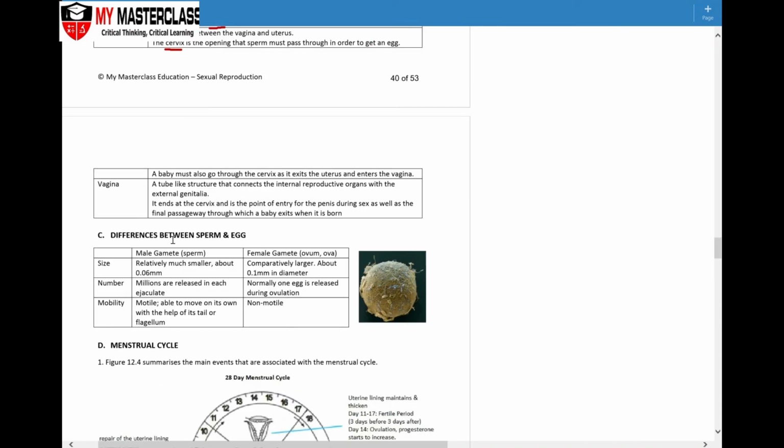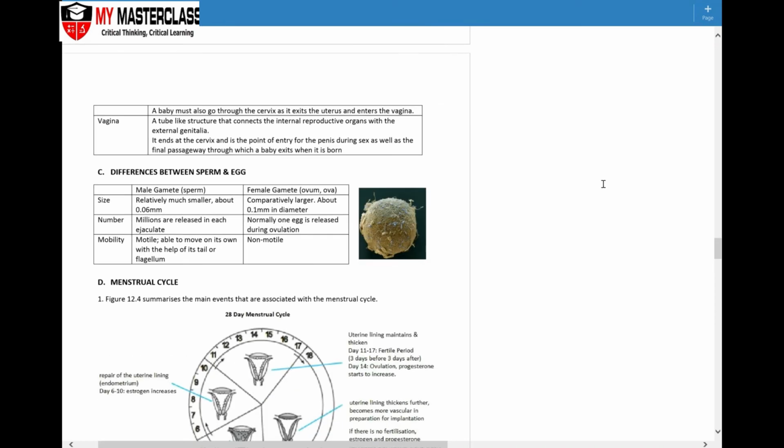What are the main differences between the sperm cell and the egg cell? The main obvious difference physically is the size. Male gametes are extremely small, which is why they have to be ejaculated, released out in millions of numbers in order to travel all the way up into the oviduct for fertilization. Since they have to travel, they need to be motile, which means they have to be able to move, and that is made possible due to the presence of the flagellum, which is the biological term for the tail.